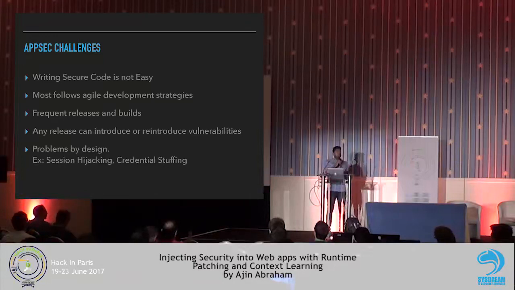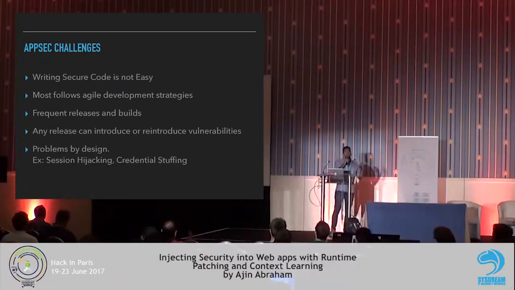Currently, most teams follow agile development strategies. So that means you have frequent releases and frequent builds coming one after another, maybe weekly or daily or so. So the chance for a vulnerability to get in is very high. I mean, a new vulnerability can be introduced, or one that was fixed previously can be reintroduced.